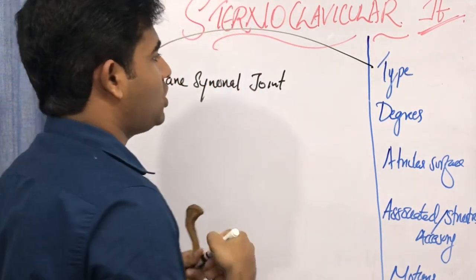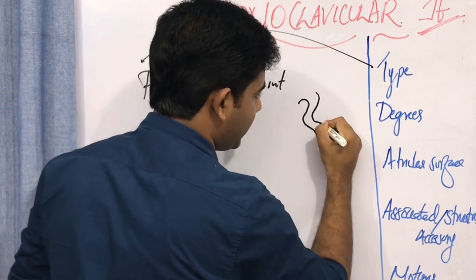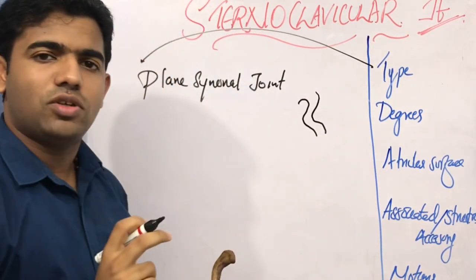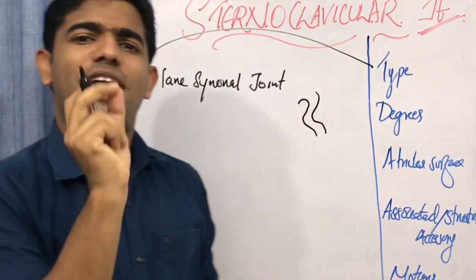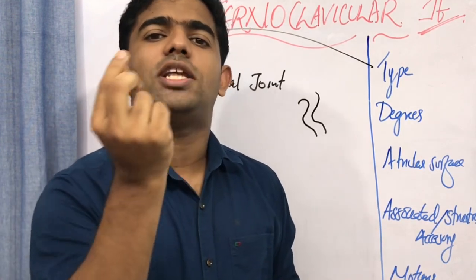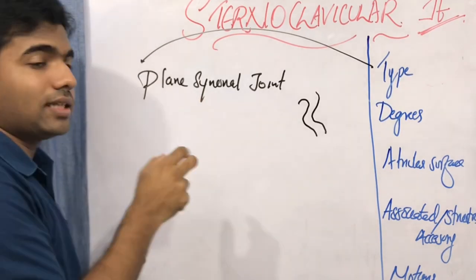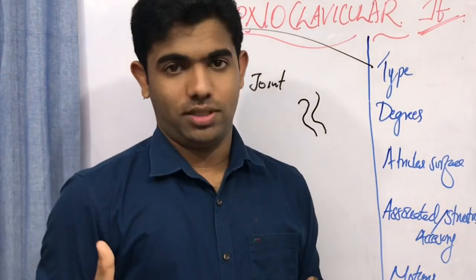But we don't see a saddle shape like this. A large saddle shape, we don't see it. The saddle shape is actually very minimal. So we cannot even tell it as a saddle joint. That is why, in biomechanical discussion, we take this as a plain synovial joint.